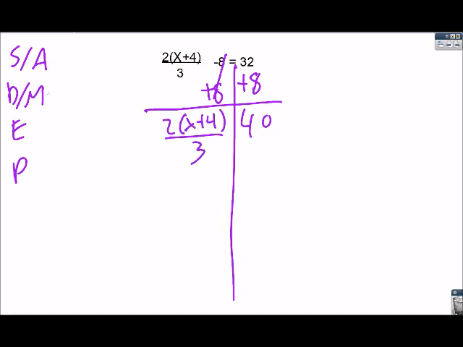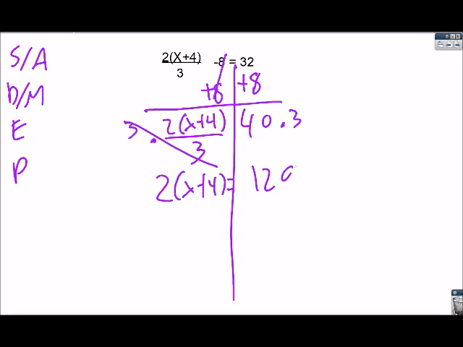Do I have any dividing and multiplying? I have multiplying here and dividing here. So the opposite to divide is to multiply, and then to multiply. Those cancel, and I'm left with 120.